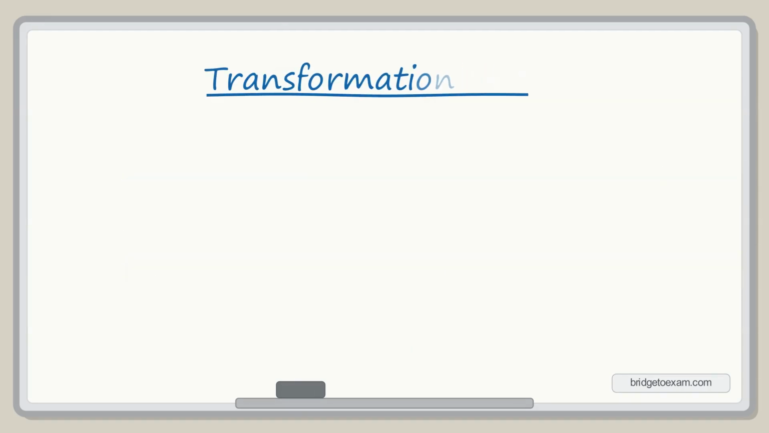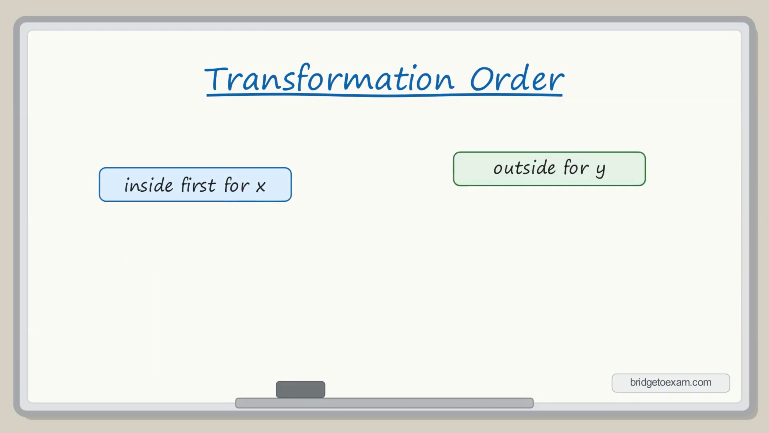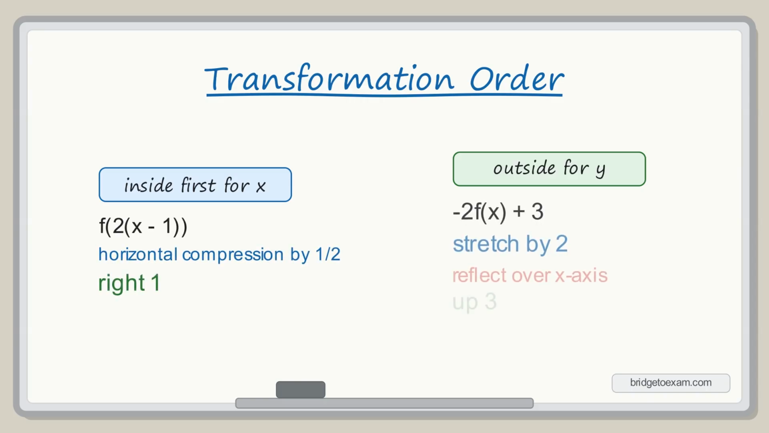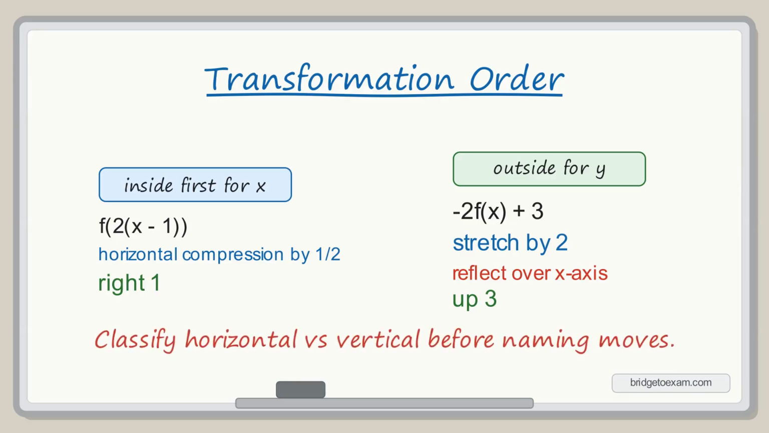For combined transformations, first decide whether each change is inside the input or outside the function. Inside changes affect x values. Outside changes affect y values.